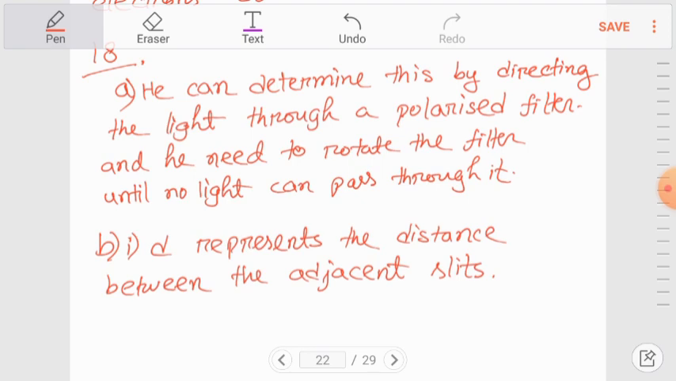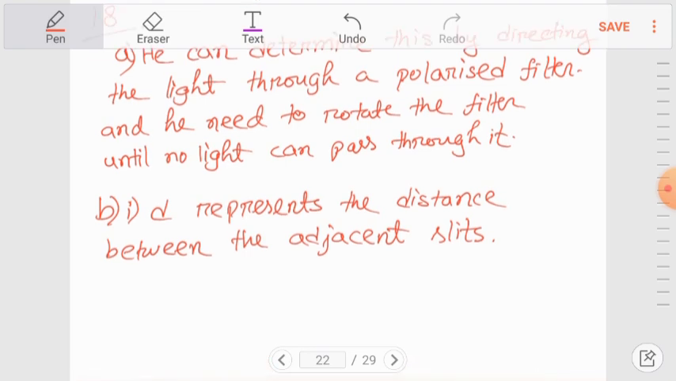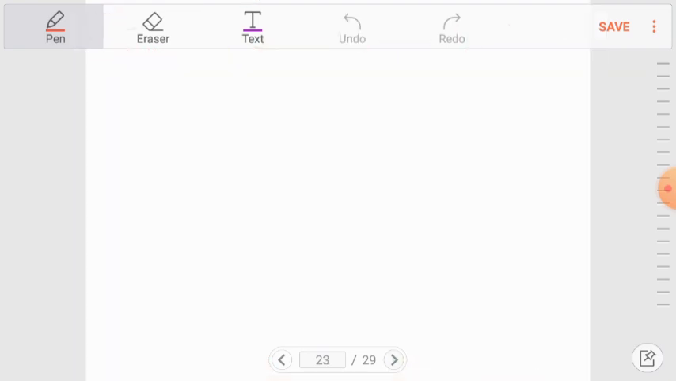Moving to B2. In B2 it says the teacher made the following measurements. Distance from central maximum to the first order maximum is 1.61 meter. Distance from diffraction grating to screen is 2.74 meter. And the wavelength of the light from the laser pointer was 532 nanometer. Calculate the number of lines per millimeter on the diffraction grating. So we need to first draw the diagram for me to explain it to you in detail.